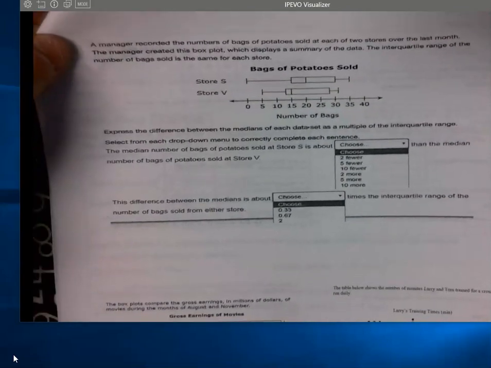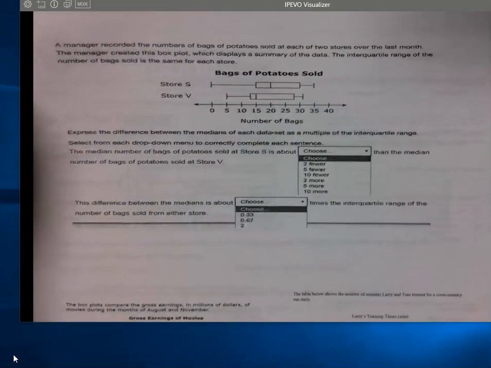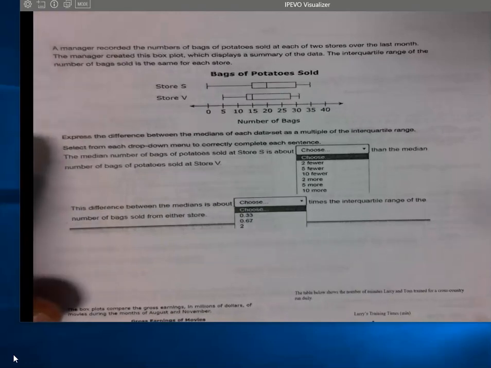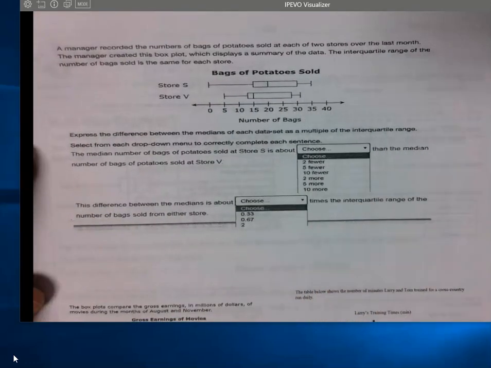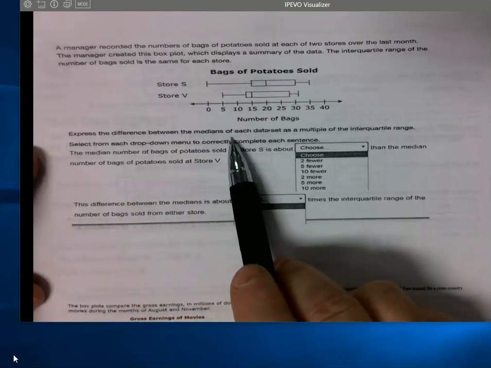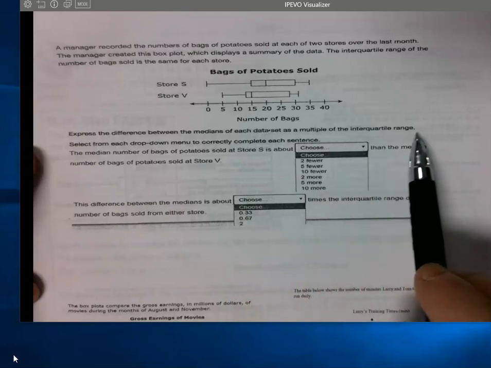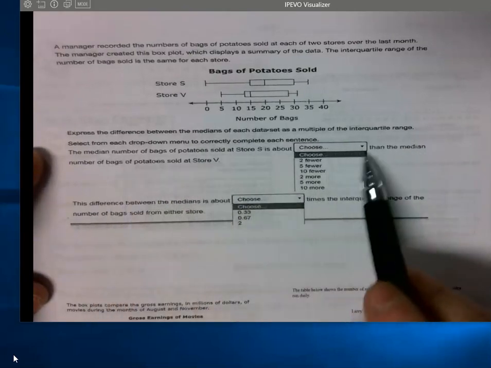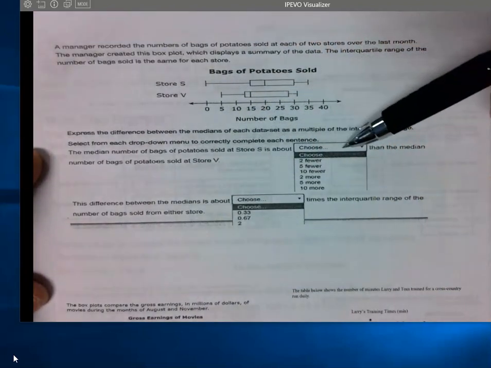Okay, let's keep moving to the next page. We're looking at another box and whisker plot, or sometimes called just a box plot. All right, we're looking at bags of potatoes sold. Express the difference between the medians of each data set as a multiple of the interquartile range. Well, we're just going to look right here. Select from each drop-down menu to correctly complete each sentence.